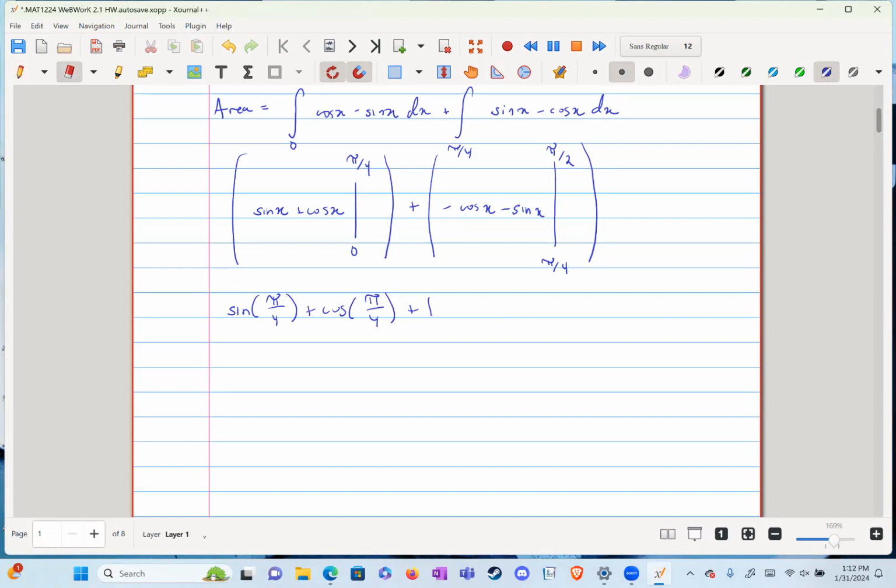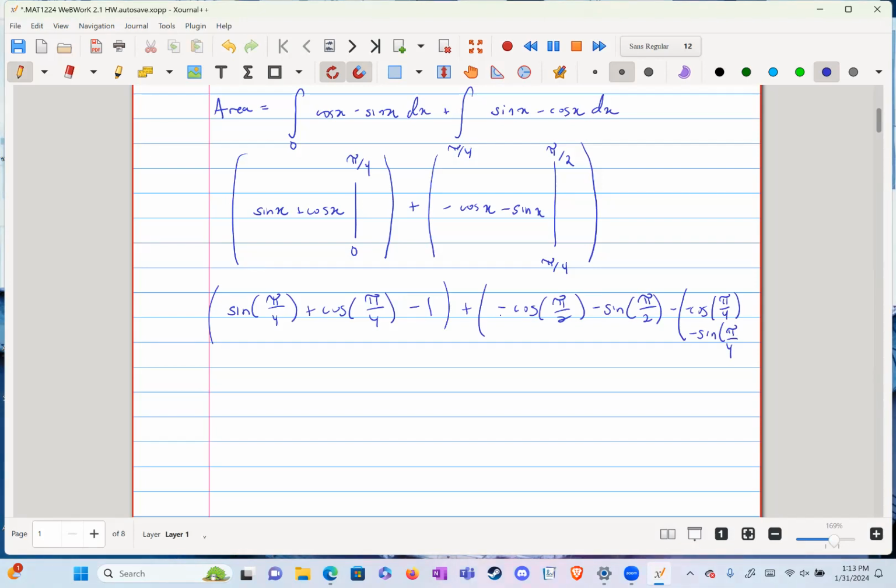Okay. And then same thing here. Just plug in our bounds of integration. Oh, sorry, it'd be negative 1 because we're subtracting. And now we have, again, negative cosine. It's got a little bit of a tight squeeze here. Minus sine of pi over 4 as well. Perfect.